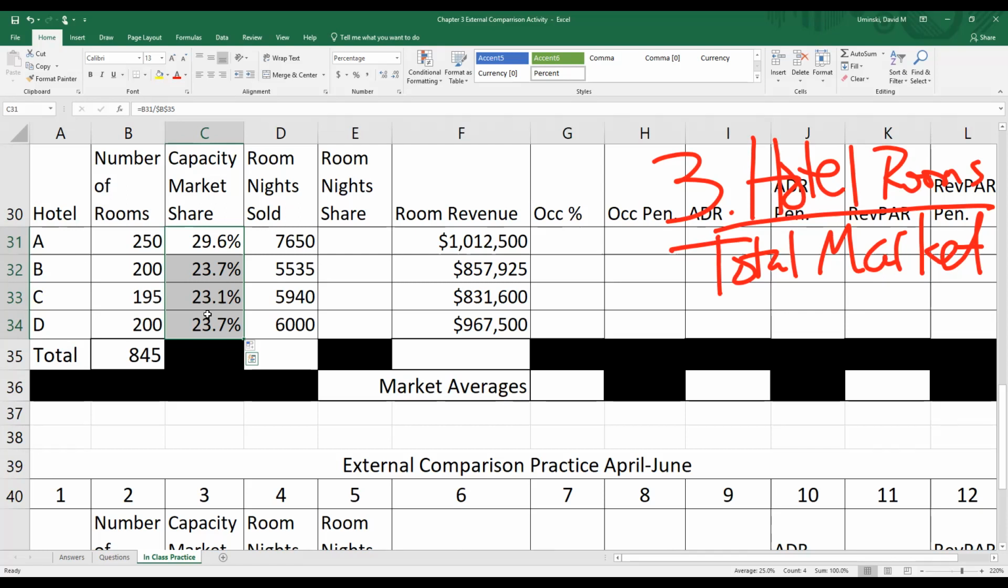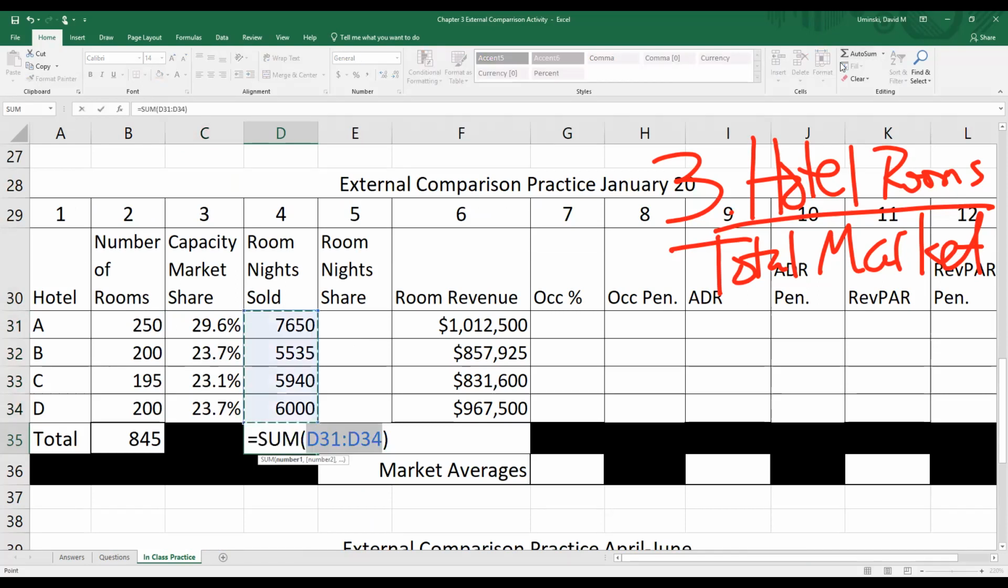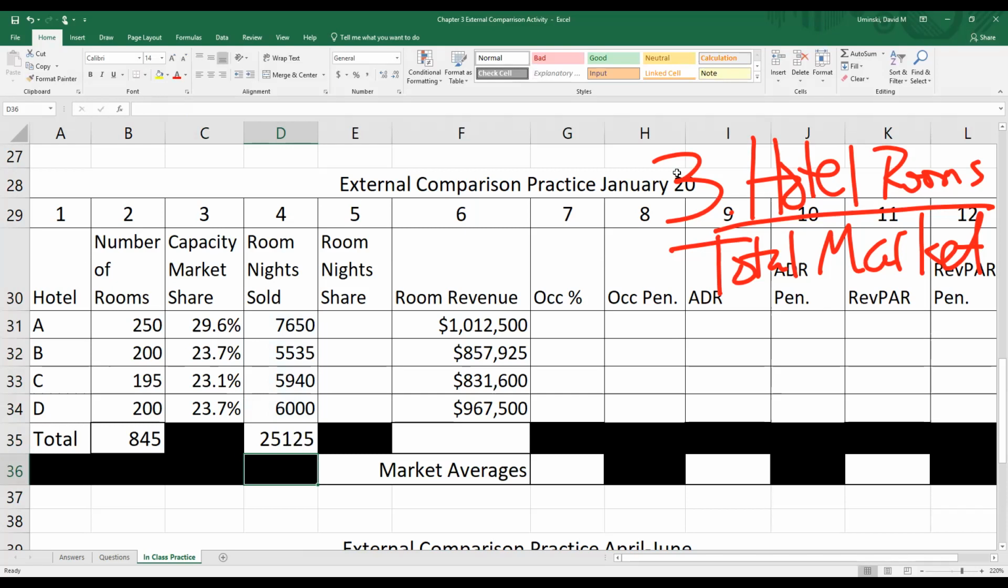Now, to get column number 5, we're going to do the same thing, except this is actual data. This is actual rooms that have been sold. So we add those all up. During January, we had 25,125 rooms sold during the month. Yes, for all 4 hotels, we had 25,125 rooms. That's the total in the market for the month.